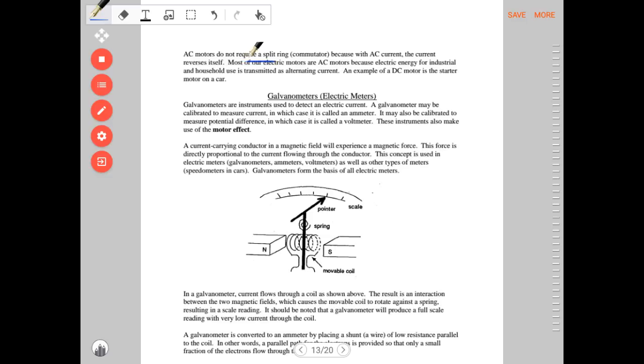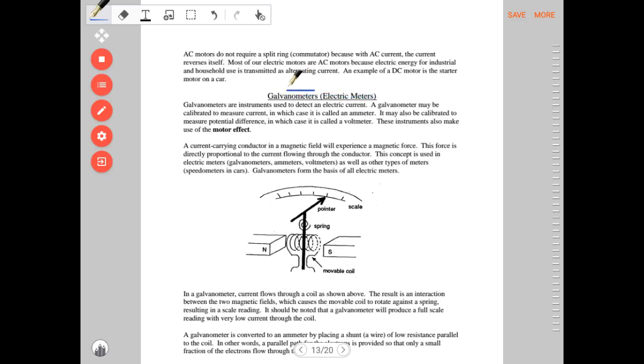Okay. Most of our electric motors are AC motors because electric energy for industrial and household use is transmitted as alternating current. So that's like the power lines that you see outside. Those are all AC. An example of a DC motor is the starter motor on a car. Okay. Comes right from a battery.